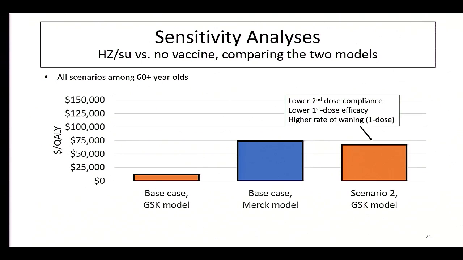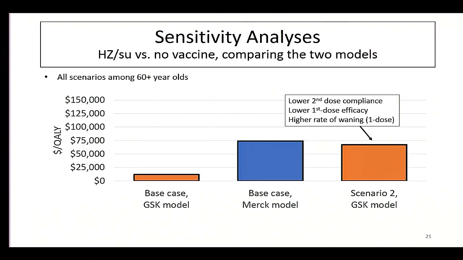If in the GSK model they produced a sensitivity analysis where they manipulated some of their parameters in these ways. They lowered the second dose compliance rate, they lowered the first dose efficacy, and they increased the rate of waning following a single dose of the subunit vaccine. Doing this, changing these inputs, resulted in an increase in the cost-effectiveness ratio, bringing it a lot closer to what Merck did for their base case.